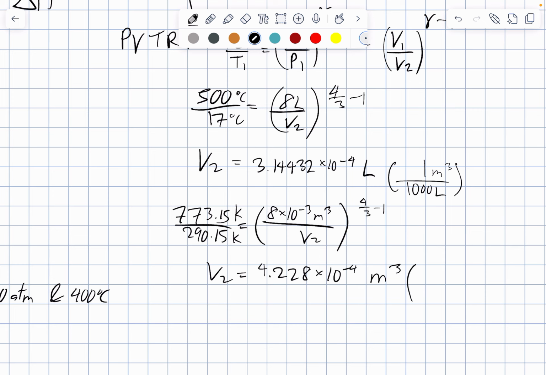This is in meter cube. If we want to convert it to liter, then our answer is 0.4228 liters.